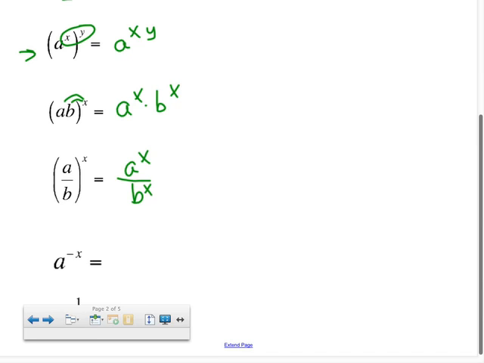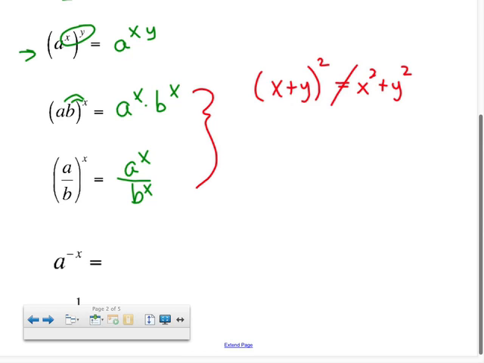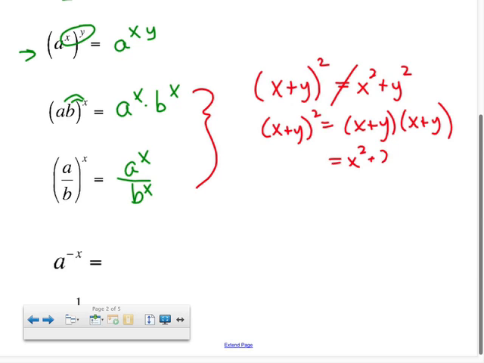Now I want to take a moment to talk about these two here. Those are rules that we can use. Where students run into trouble is when they see something like x plus y to the second power. And they try to apply one of these rules and they say x squared plus y squared. And of course that's not correct. That's not equal. When you have x plus y squared, that really means x plus y times another x plus y. And you need to distribute or FOIL, what have you, to get your answer. So in this case, you'd actually get x squared plus 2xy plus y squared. And you probably already knew that.